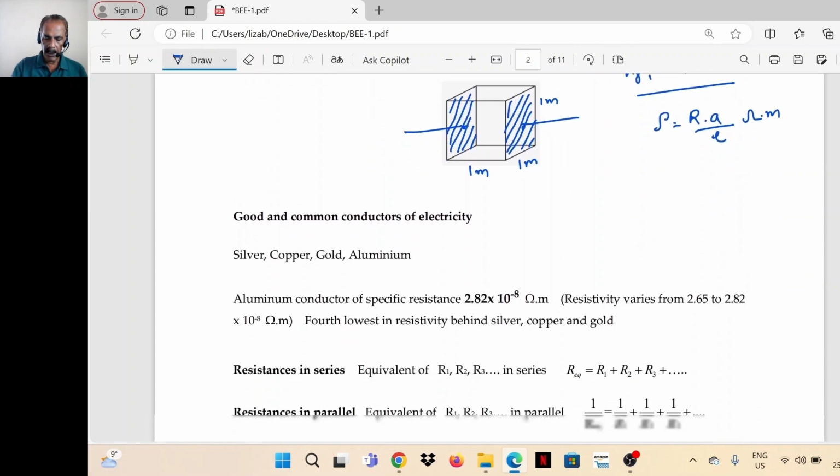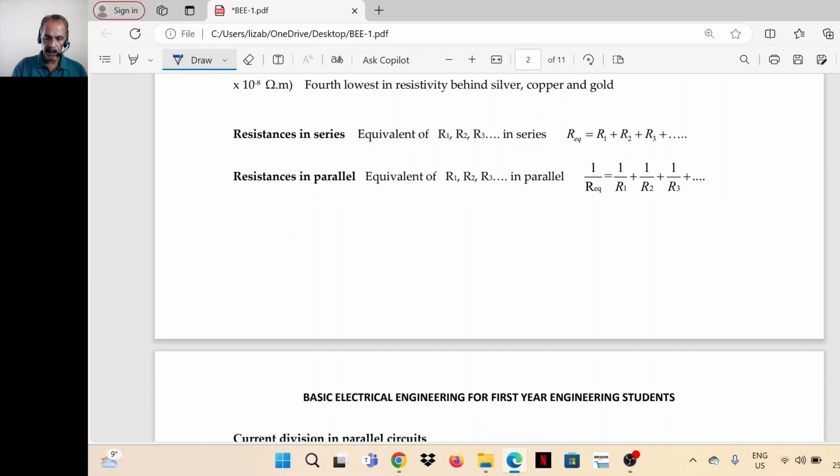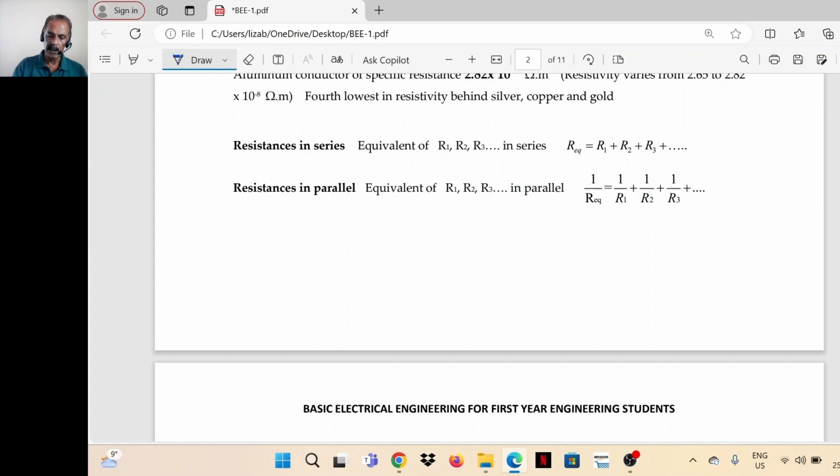Now the major relationships, you must be knowing this. When resistors are connected in series, the equivalent resistance is the sum of the resistances. Say if n number of resistors are connected in series, R1, R2, R3, Rn, the equivalent resistance is equal to R1 plus R2 plus etc. to Rn. So when resistors are connected in series, the equivalent resistance is the sum of the individual resistances.